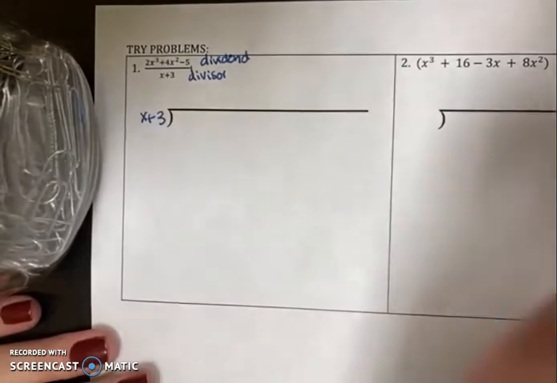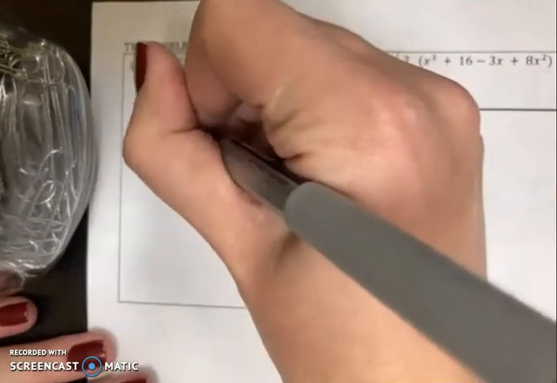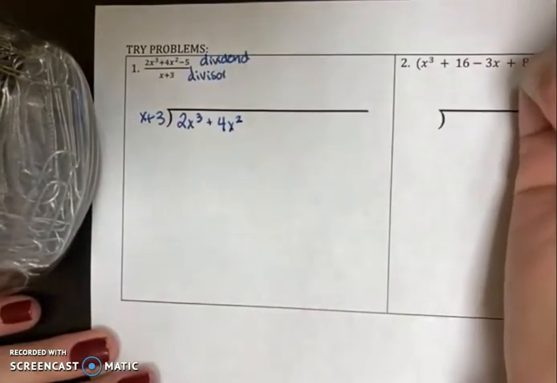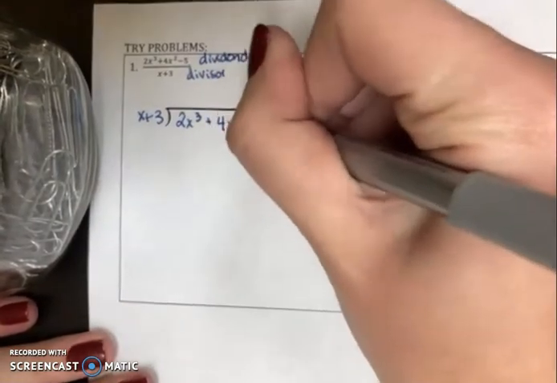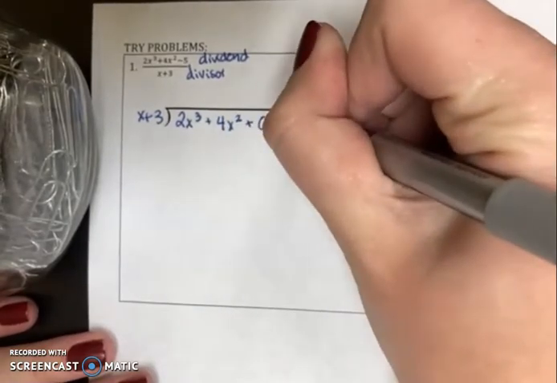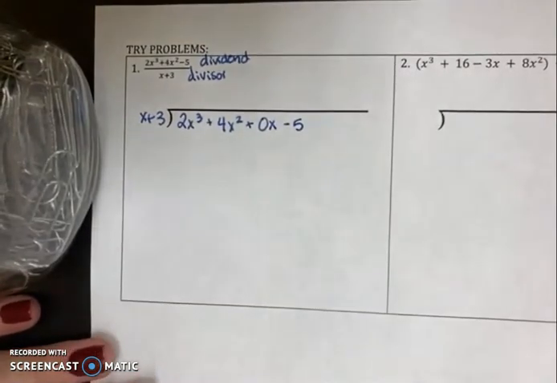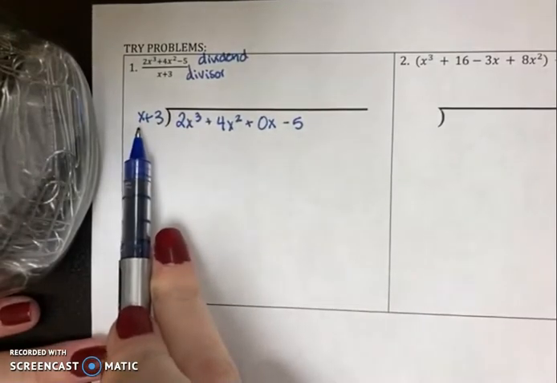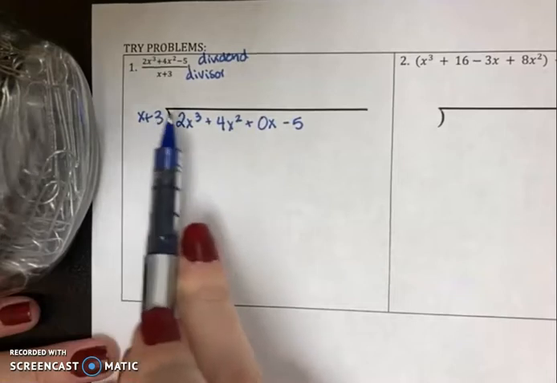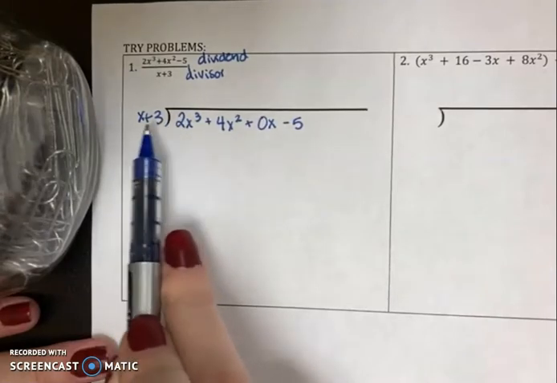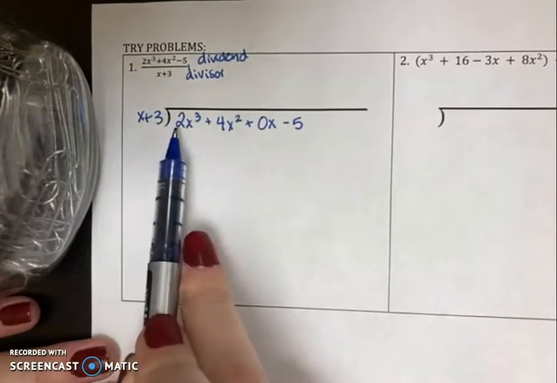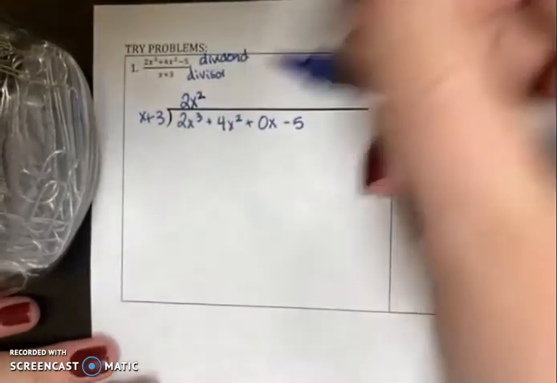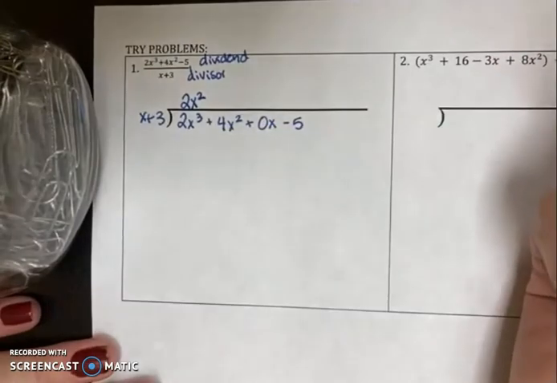So I do see it is in standard form, the 2x cubed plus 4x squared, and then I don't have an x term, so I'm going to have to put plus 0x and minus 5. We always have to ask ourselves, what do we have to multiply the first term by in the divisor to get the first term in the dividend? So x would have to be multiplied by a 2x squared in order to get a 2x cubed.